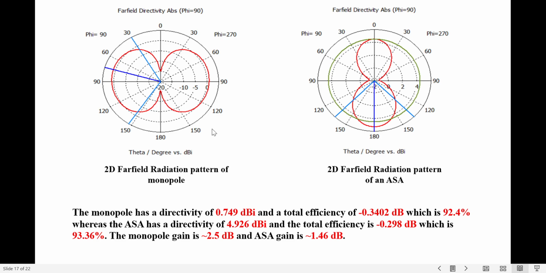So this is phi and this is theta. The monopole has a directivity of 0.749 dB and total efficiency is minus 0.3402 dB, which is 92.4%. Whereas the ASA has a directivity of 4.926 dB and a total efficiency of minus 0.298 dB, with 93.36% efficiency. The monopole gain is 2.5 dB and the ASA gain is 1.46 dB.